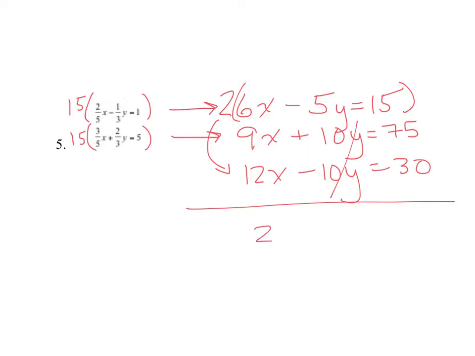9x plus 12x is 21x. 75 plus 30 is 105. If we divide both sides by 21, we get that x equals 5.